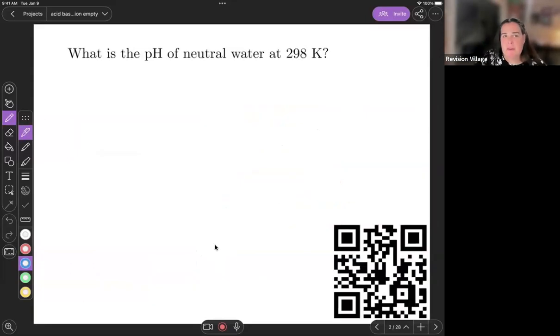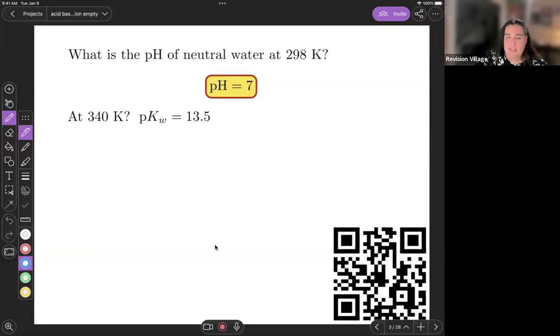I start with the easy question, and that is, what is the pH of neutral water at room temperature? I hope you're all thinking, wow, this is too easy. The answer is just 7. I claim this is just something maybe you know. But maybe I can make this question a little bit more rigorous instead of you just typing in the 7s, which I totally appreciate. What if I said I want to change the temperature to 340 Kelvin?